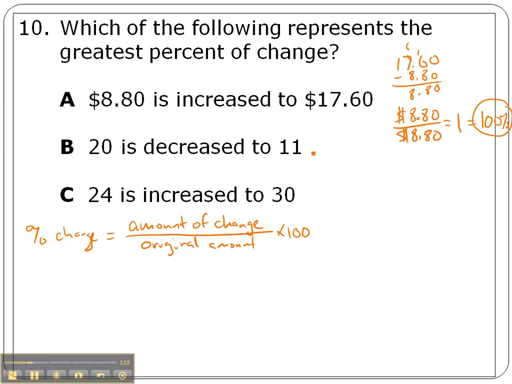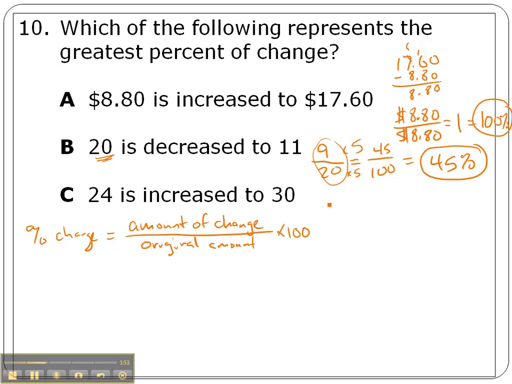For B, 20 is decreased to 11, so 20 minus 11 equals 9. And we're going to divide that by the original amount, which was 20. 20 was the original amount that was decreased. So 9 over 20, we want to change that to a percent. We can multiply by 5, because for percent we want it out of 100. And 9 times 5 is 45. So 45 over 100 equals 45%. If you had done this division, you would get 0.45, and then you multiply by 100, you get 45%.